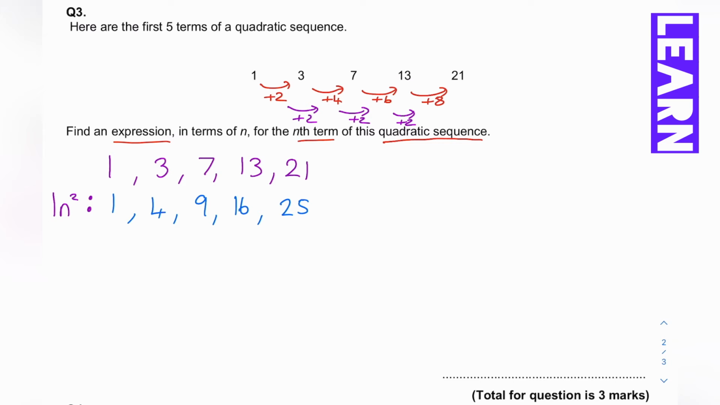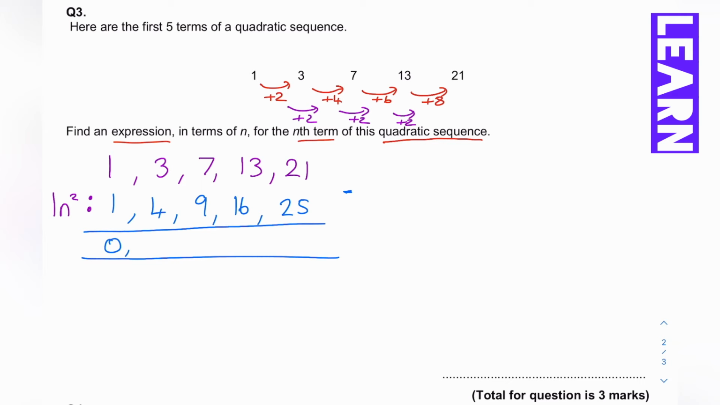We now need to subtract our original sequence, that's the one I've written in purple, and we take it away from our 1n squared sequence. So we look at our first term. 1 take away 1 is 0.